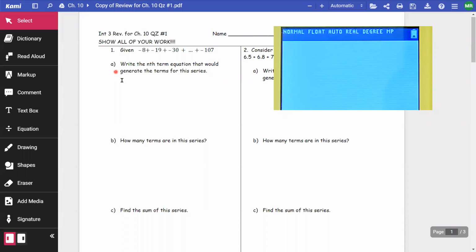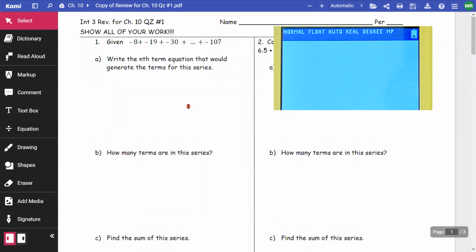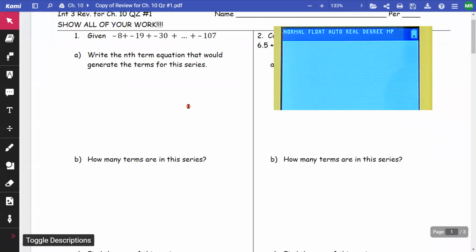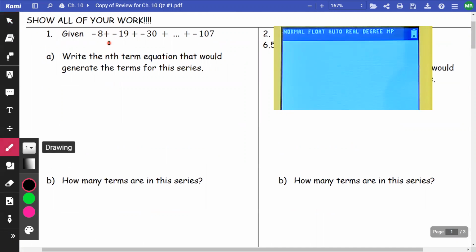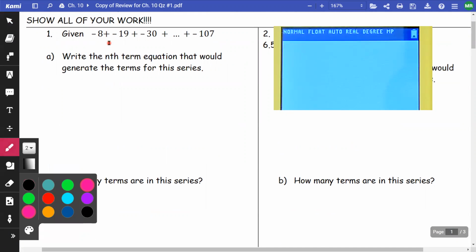So this video is Integrated 3, a review for the chapter 10 quiz number 1. On the first problem here, we have an arithmetic sequence. We have to figure out what we're doing. From -8 to -19, our common difference is going to be -11.